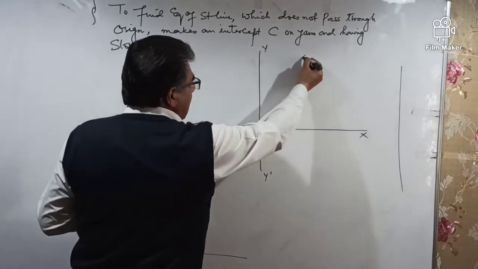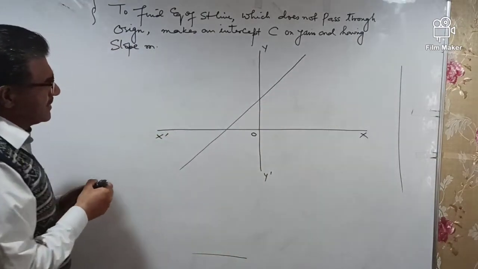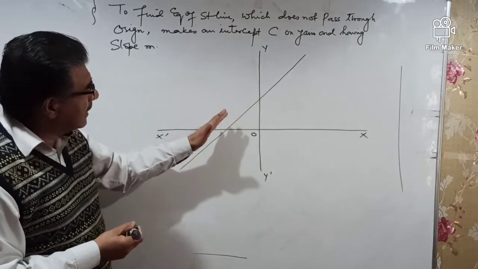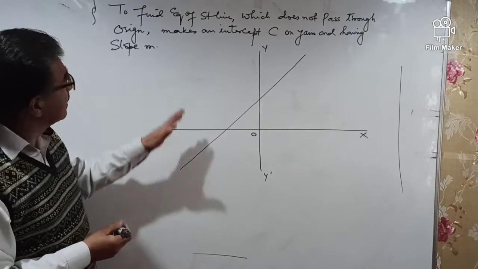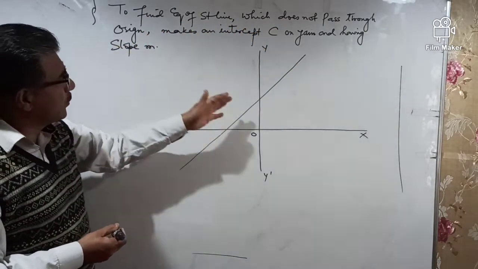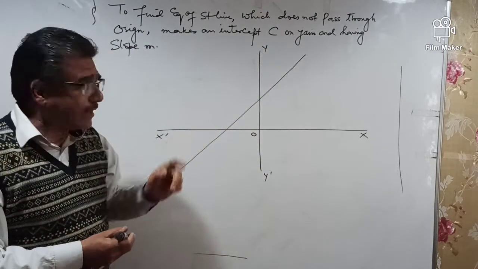Now I will take a line like this. This is the line. See, this line does not pass through the origin. अब जो मैंने लाइन ली है वो मैंने origin से नहीं गुजारी. To find the equation of a straight line which does not pass through the origin. देखो ये वाली लाइन अब origin से नहीं गुजर रही है.